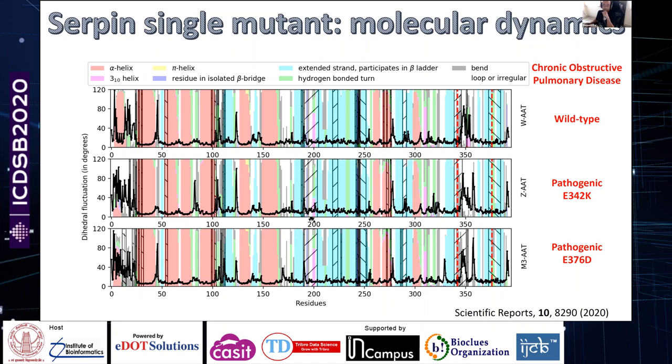So as you can see in this plot here, I have shown you the root mean dihedral fluctuation of the backbone and the different secondary structures in the 1 microsecond simulation. You can see one change in amino acid, and there are several parts of the protein structure which are different. Most importantly, the electrostatic signature of the molecule also changes.